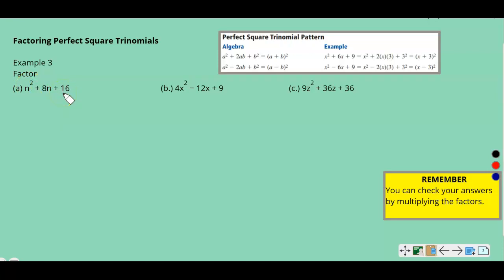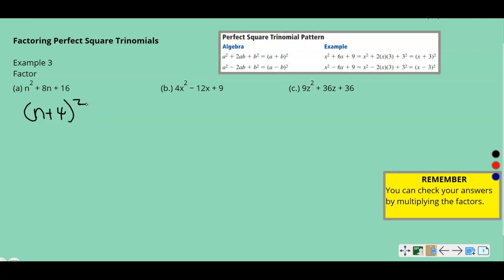And what number squared is 16? 4. 4 squared is 16. So 1 times 4 is 4. And then twice 4 is 8. So you can see the middle term has got to be twice ab. If you can determine what a and b are, you can quickly determine if this fits that pattern. Well, this one does. And so we can quickly go to n plus 4 quantity squared.